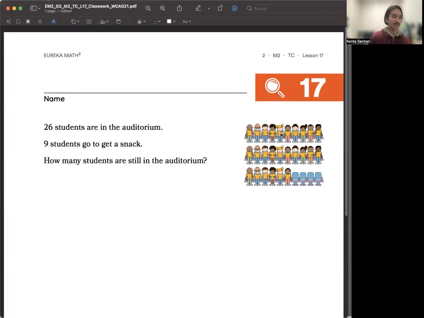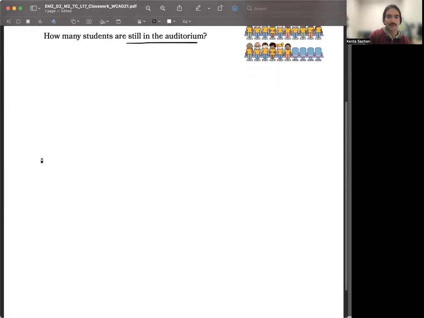And you should see these little children here. Hey, are you ready? It says 26 students are in the auditorium. 9 students go to get a snack. That means they left, right? The auditorium. The auditorium's like a gym or a place where you can watch a show. So 9 students go to get a snack. How many students are still in the auditorium? How many students stayed? So we start with 26 students, right?